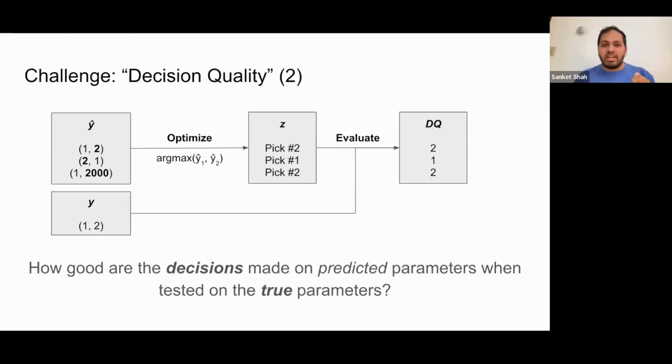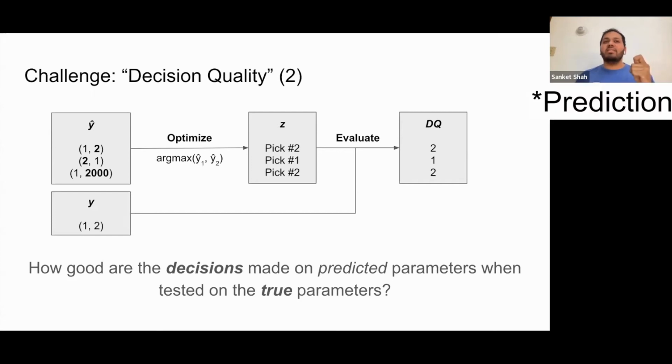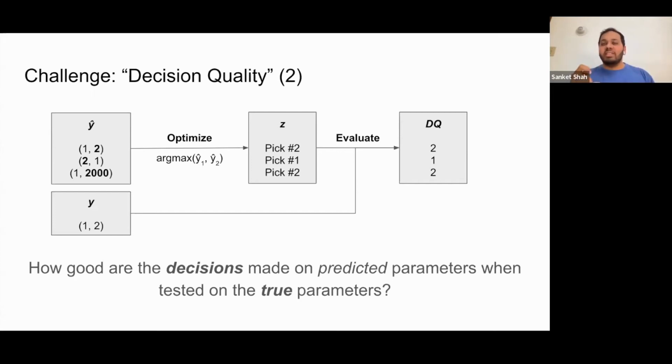But the issue here is that even if you make the prediction 1, 2000 and not 1, 2, you still decide that you should pick website 2. And so in some sense, this decision quality is not providing a lot of information.